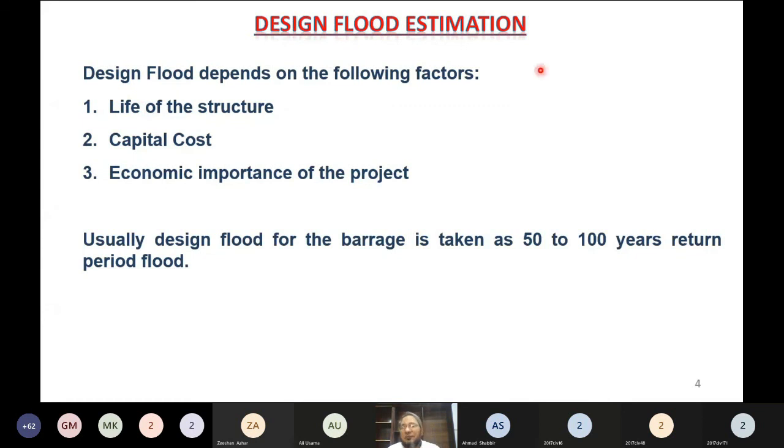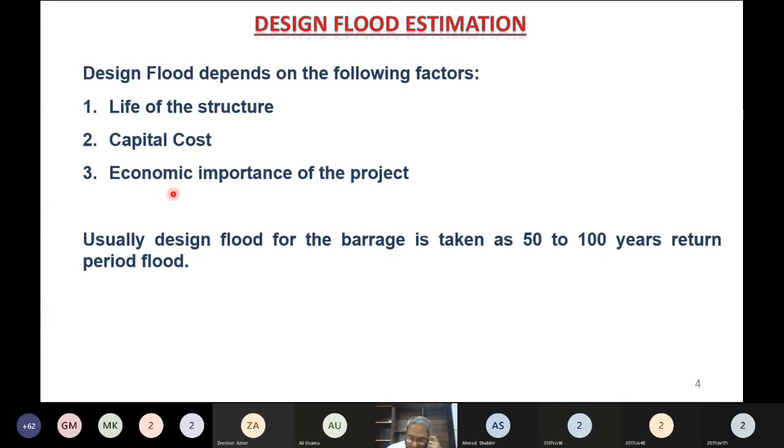First of all, the design flood estimation: how we can design the flood of a hydraulic structure or barrage. It depends on these three major factors. How much is the life of the structure, meaning the expected life of the barrage? What would be the capital investment or cost it requires? And what is its economic importance?